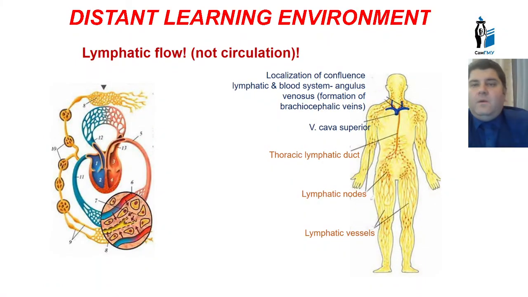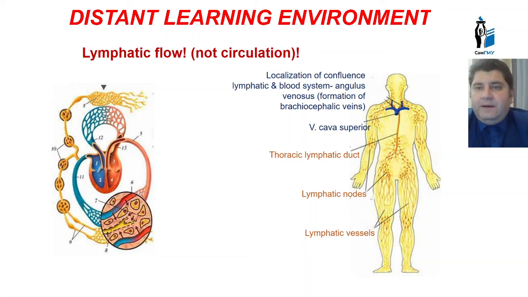So we understand that the lymphatic system is not closed, so there is no circulation like in the blood system. Lymph passing starts in blind capillaries and finishes in the venous system. So currently the word is flow, not circulation, and you may read about this word here.